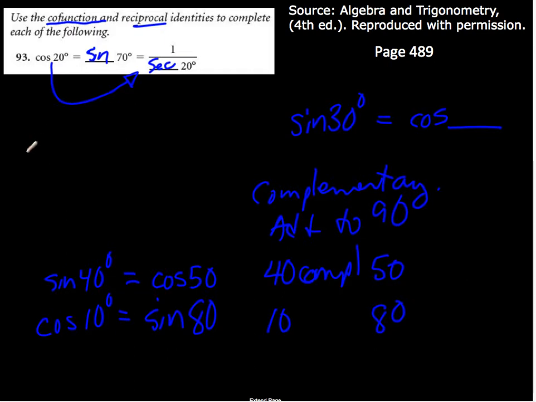Let's just try another one. So say if I had the sine of 30 degrees. That's equal to what? I'll go in another color. So sine of 30 is the same as some function of whatever the complement of that is, or 60. So sine of 30 is equal to the same as the cos of 60. Sine and cos always go together.